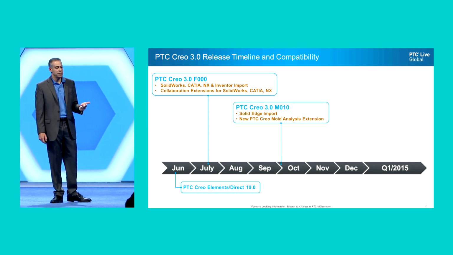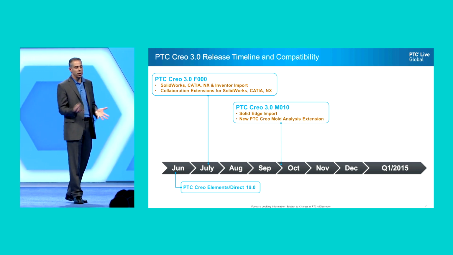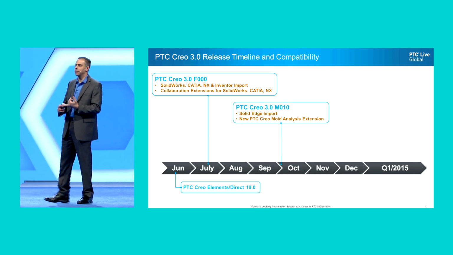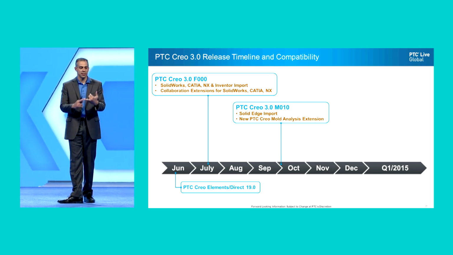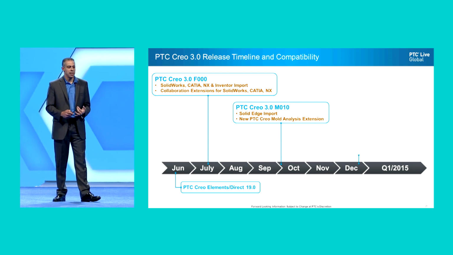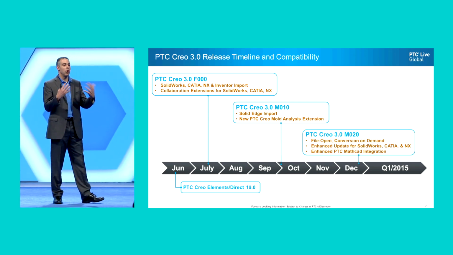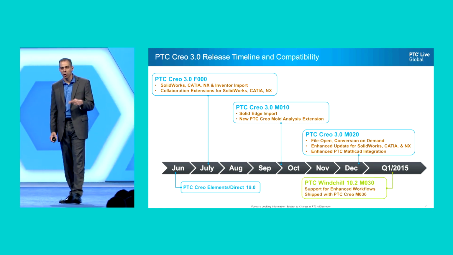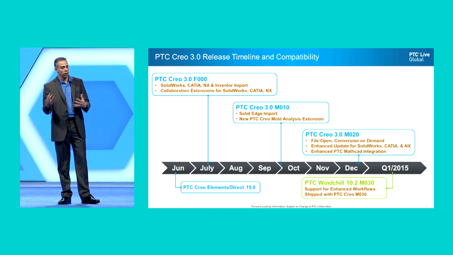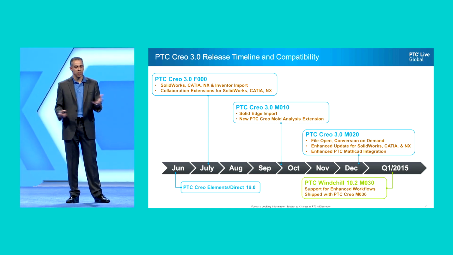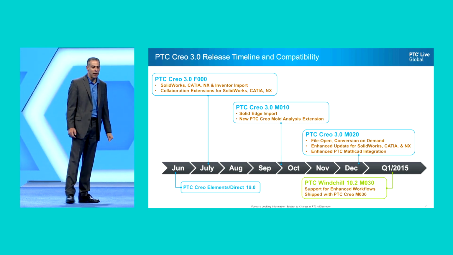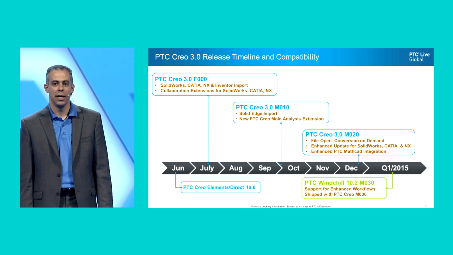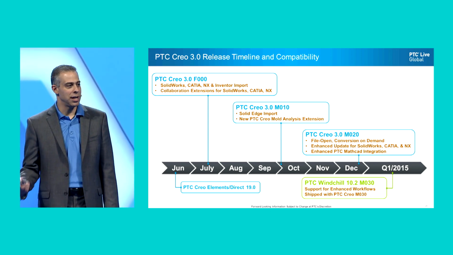We also have an M10 release coming in the late September, early October timeframe that has that Solid Edge import, and the PTC Creo mold analysis extension that I showed you that's powered by Moldex. And then M20 towards the end of the year introduces the file open capabilities I talked about, and it's integrated quite nicely with the Windchill 10.2 M30 that introduces this really cool workflow for automatic conversion and stuff like that. That's the roadmap for the back half of the year, but you'll be able to get your hands on PTC Creo 3.0 here in mid-July. Should I pause while more of you take pictures of that slide?